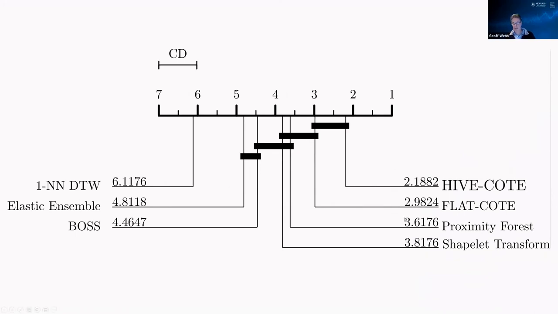So if we now compare this proximity forest, as we call the resulting stochastic ensemble algorithm, our intention was to produce a fast variant of the elastic ensemble. But when we do a comparison across the UCR repository, we can actually see that it is more accurate than the elastic ensemble on significantly more tasks. So it is significantly more often more accurate. And indeed, it's statistically indistinguishable from the first version of COTE, although it doesn't quite reach the level of the second version.